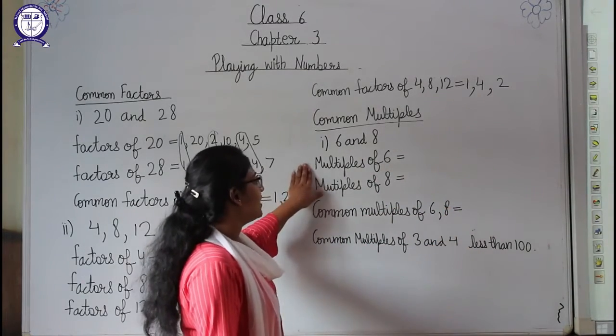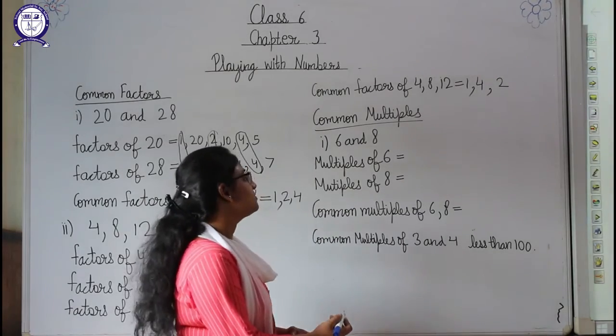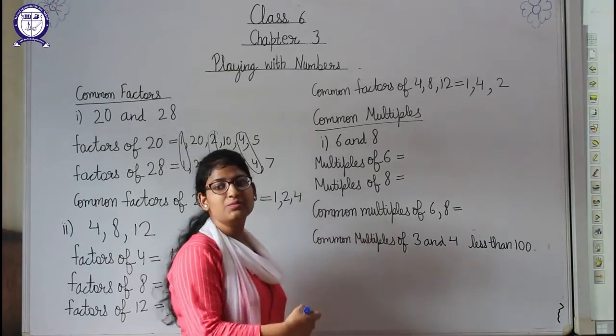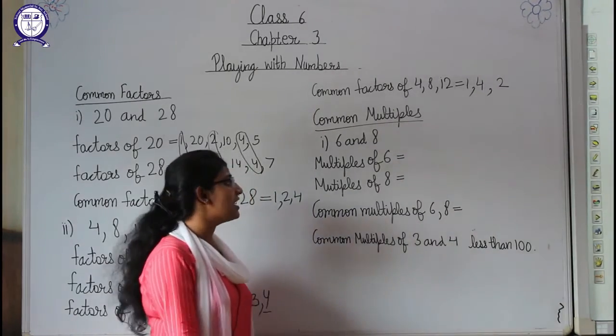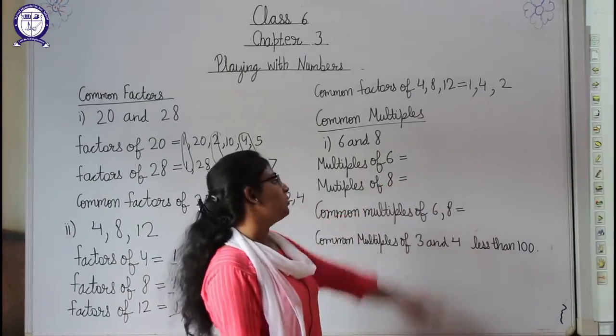So here multiples of 6, how will you find them? As I told you earlier, multiples means 6 multiplied by 1, 6 multiplied by 2, 6 multiplied by 3, like this we get, or you can easily start writing the table of 6.